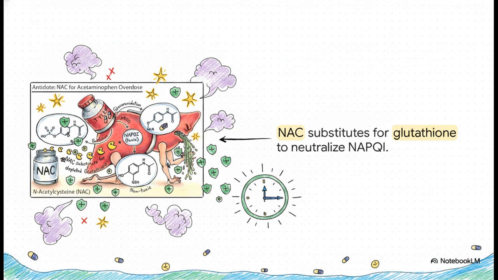So what's our countermeasure? N-acetylcysteine, or NAC. NAC acts as a glutathione precursor and a direct sulfhydryl group donor. It essentially swoops in to bind and neutralize that toxic NAPQI, completely restoring the liver's natural defenses. If we can administer it within 8 hours of ingestion, it is remarkably effective at preventing severe hepatotoxicity.